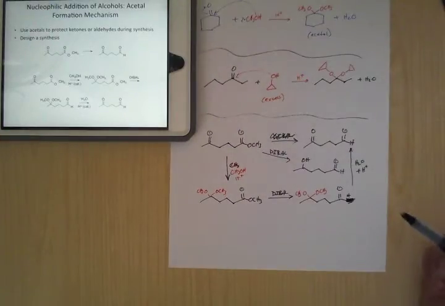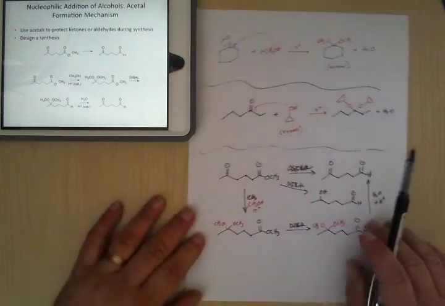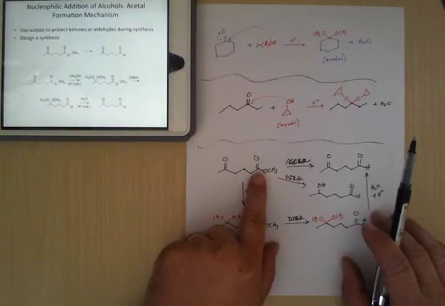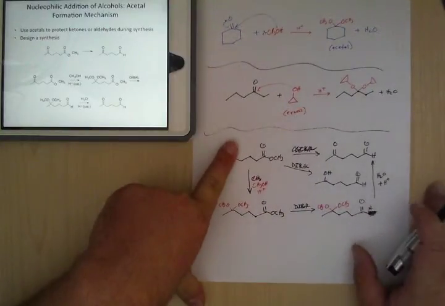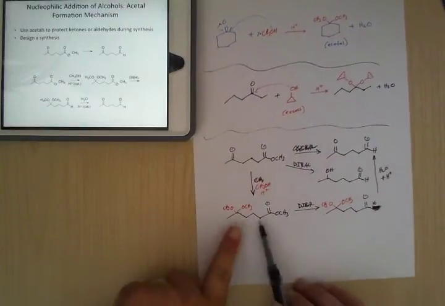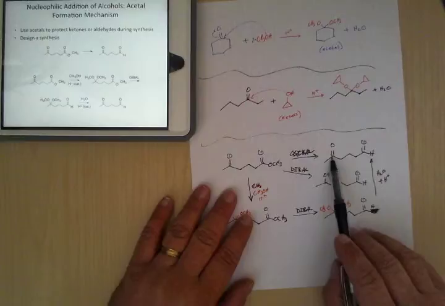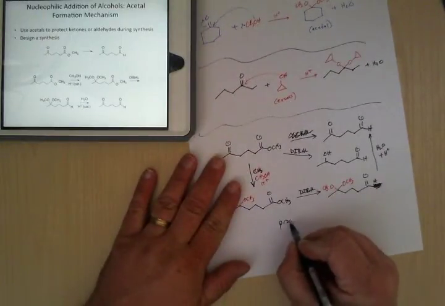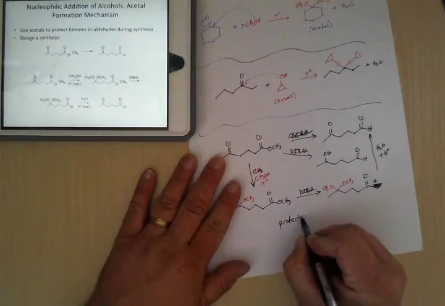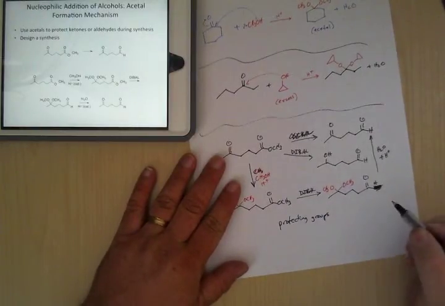We're not going to deal with this much, but this is what's called a protecting group strategy. If you only want to react here, but this other part is more reactive, you have to mask this part here, do the chemistry, and then unmask it to get it back. So this is classic protecting group chemistry.